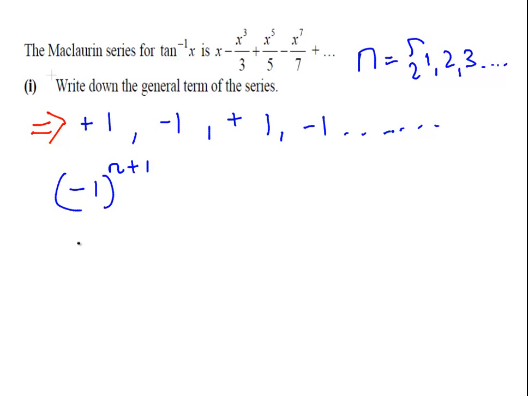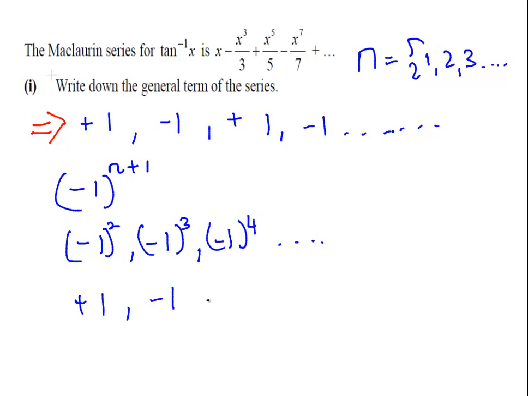So that will give us minus 1 to the power of 1 plus 1, which is minus 1 squared. The next term will be minus 1 cubed, minus 1 to the power of 4, and so on. That gives us the answers we're looking for. Plus 1 there, and so on. So for 1 indexing, we would use that.